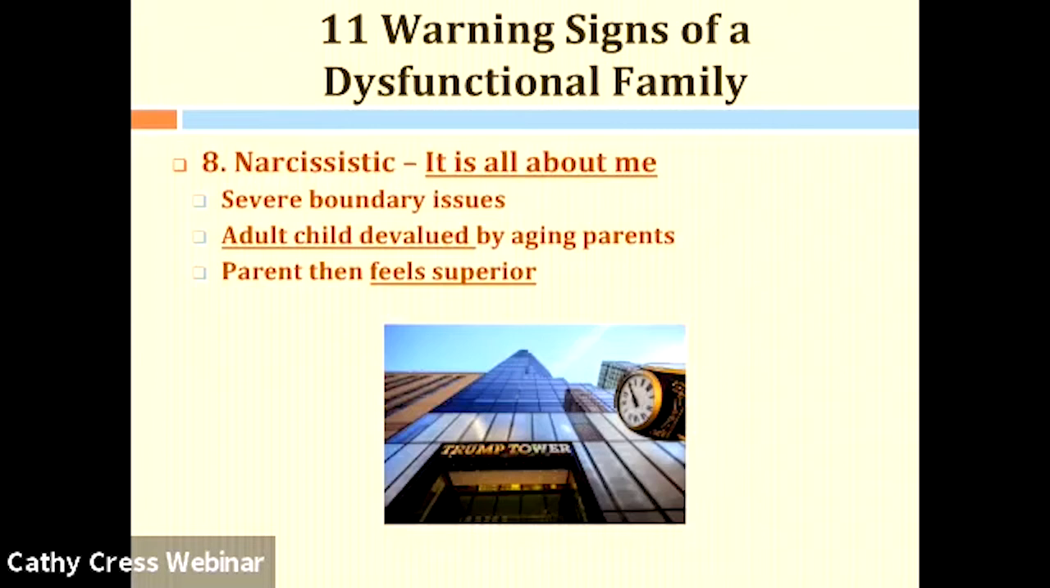You can see this in Trump. Basically, we have checks and balances in our government, but he really was not interested in using them. And so to get what he wanted, he went over the boundaries of federal government, which got him not elected again. So they have severe boundary issues, and the adult child devalues his children, or her children, over and over again, which happened to Donald Trump himself when he was young.